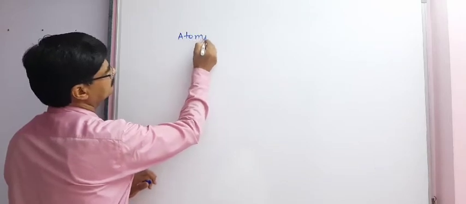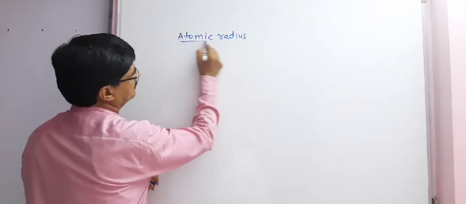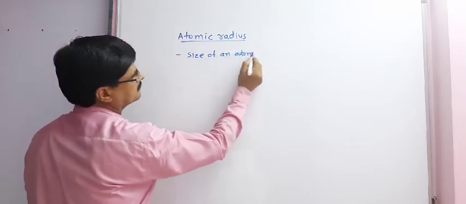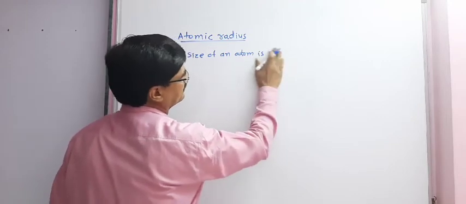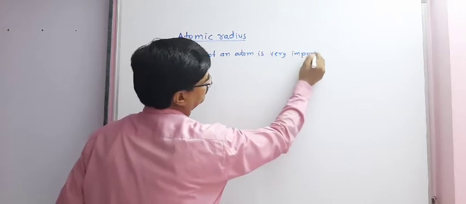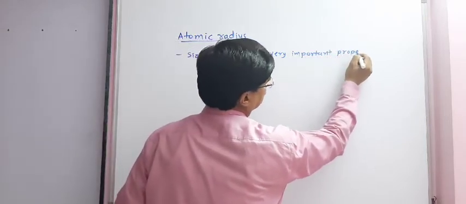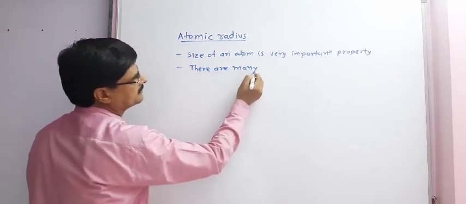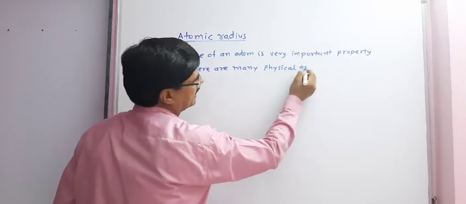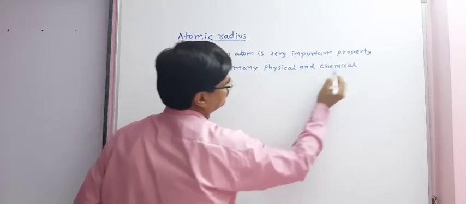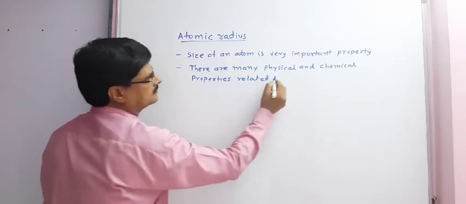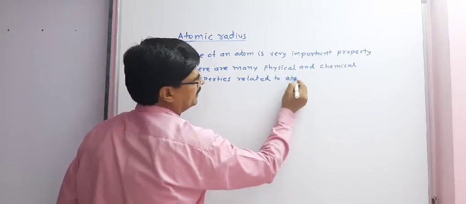Discuss physical property atomic radius. Size of an atom is an important property because there are many physical and chemical properties related to atomic size.